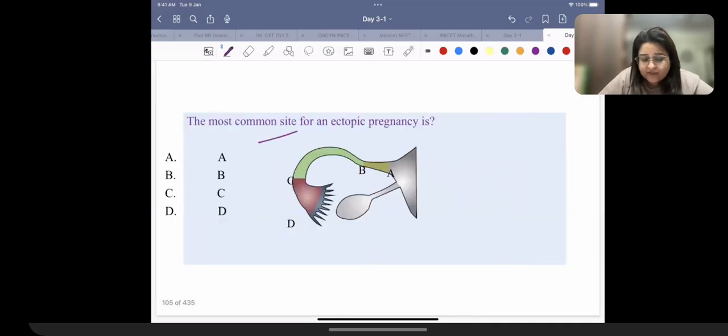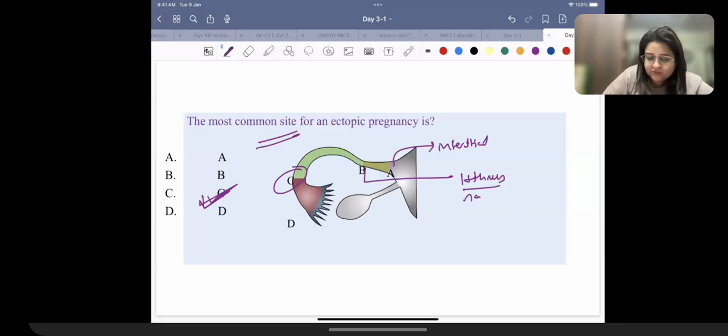Next question. The most common site for an ectopic pregnancy is the ampulla, because the fallopian tubes are in the pelvis. The laparoscopic picture I just showed you, the surgery I did, didn't you understand? The tube has ruptured, so the bleeding is going to collect behind the uterus. This is C. C is the ampulla. A is the interstitial part of the tube. B is the isthmus, the narrowest portion of the tube.